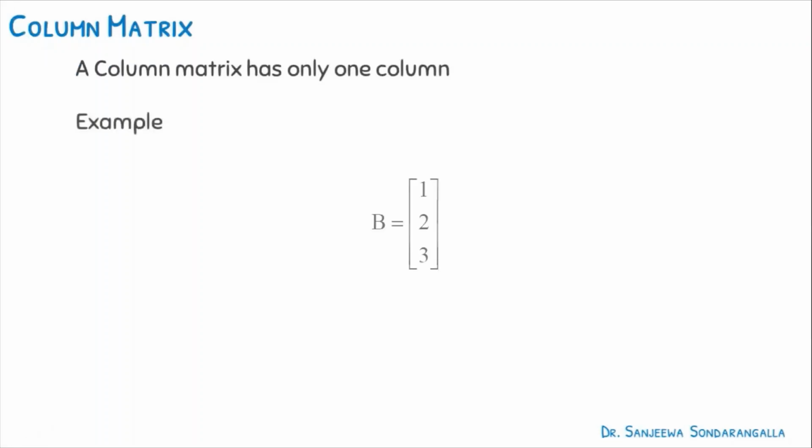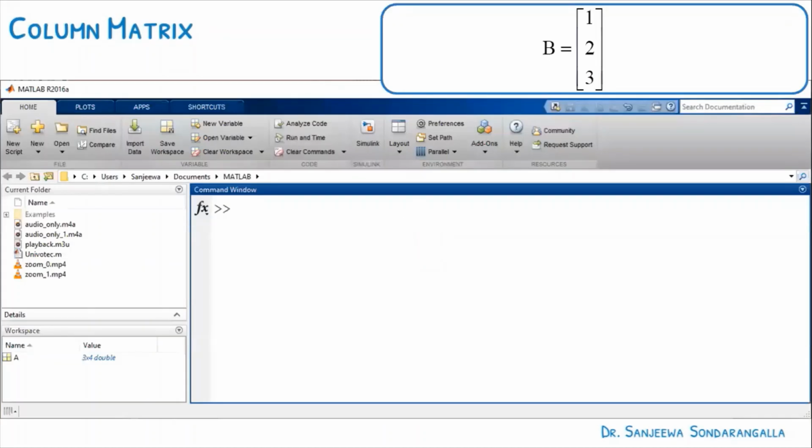Column matrix. This matrix has only one column. Consider this column matrix. In order to define a column matrix in MATLAB, type B equal, open the square bracket, 1, semicolon, 2, semicolon, 3, close the square bracket, then enter. This is a column matrix.